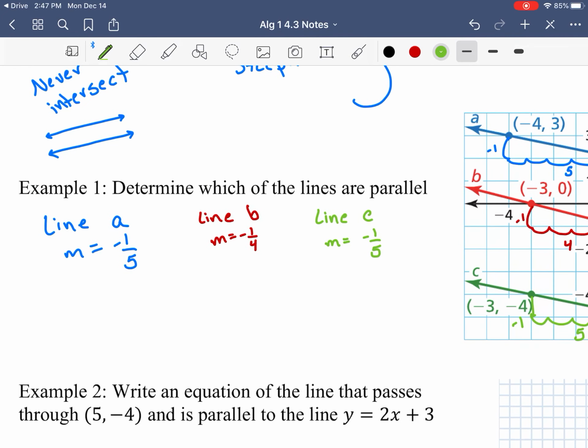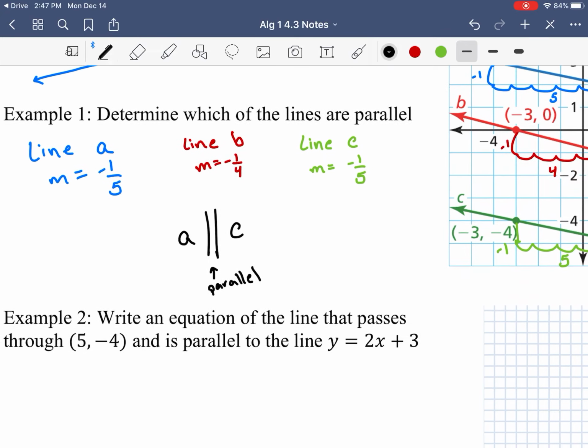So since A and C have the same slopes, we would write A is parallel to C. So this symbol right here means parallel. They're two long up and down lines that extend higher than just a normal one would be. So that means parallel. So determine which of the lines are parallel: A and C, because they have the same slopes.